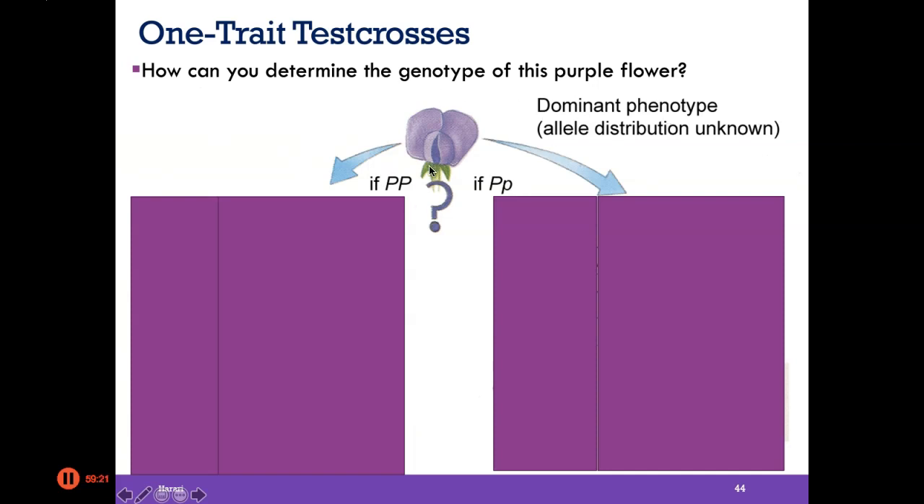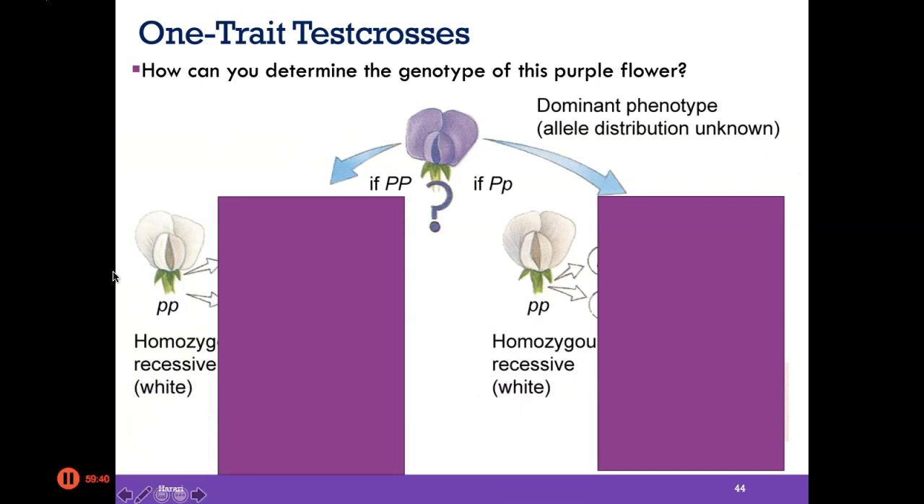So what we have to do is a test cross, and a test cross takes this flower and mates it with a homozygous recessive flower. In this case, it would be a white flower. So I'm going to take this purple flower of unknown genotype and mate it with a white flower. And of course, a white flower has to be little p, little p. So now, if I mate this, and if it was big P, big P, what would the results be? And if this purple flower were big P, little p, what would the results be?